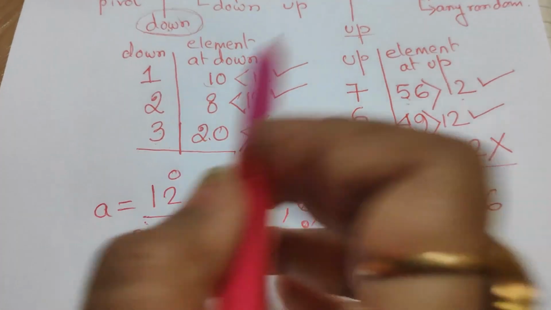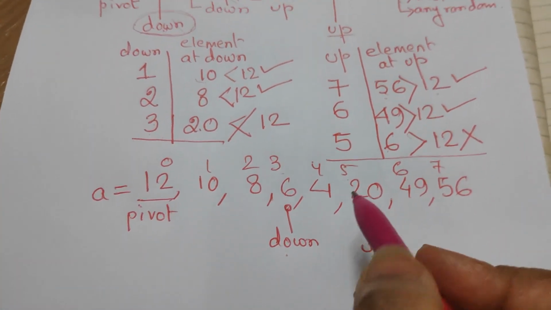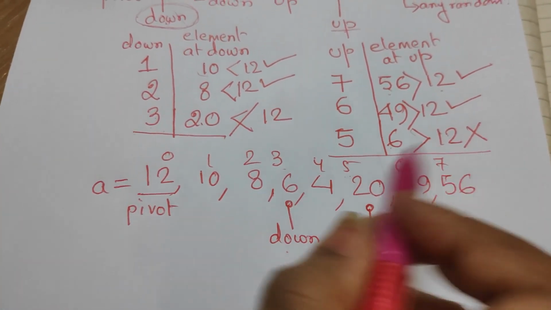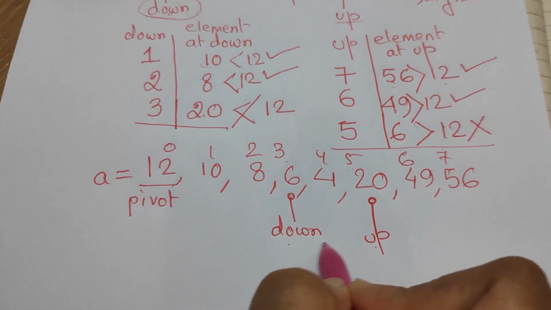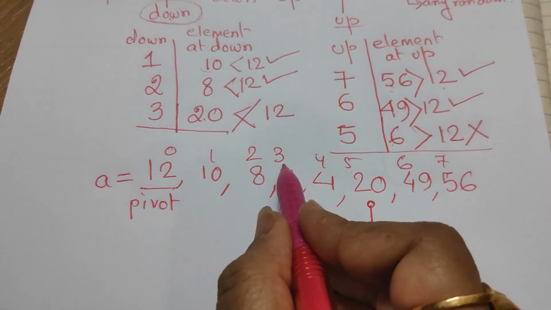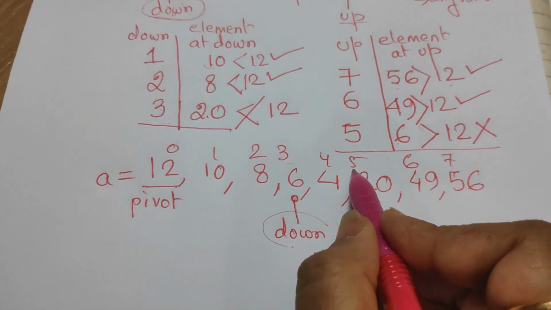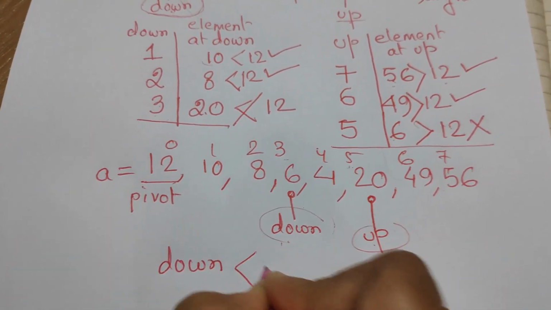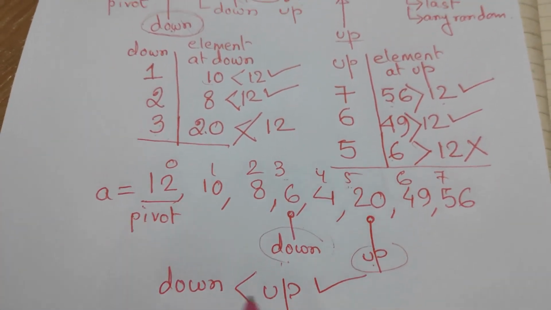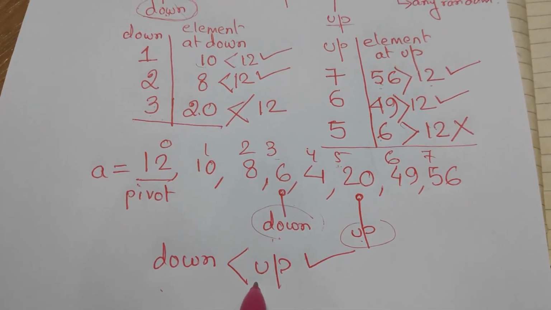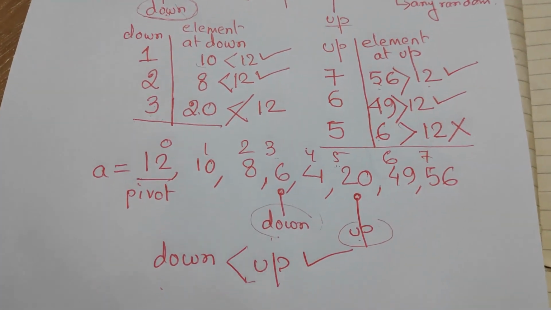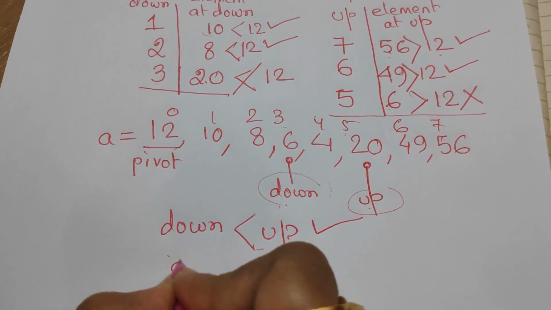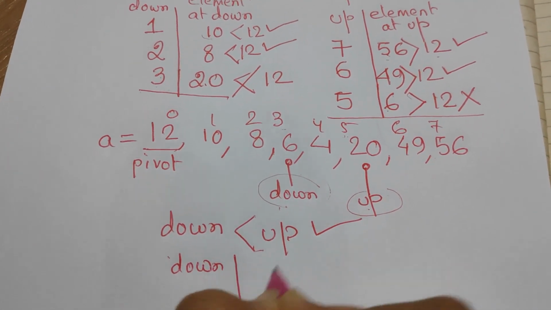So we will again continue with the process. Again I will tell you, over here you will compare. Down index is 3, up index is 5. Down index is less than up, correct? So since down index is less than up, again we will continue with the same process. Again let us write down that chart.